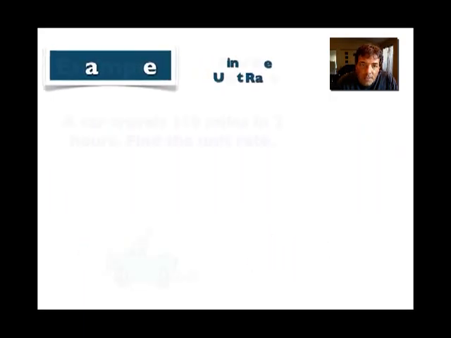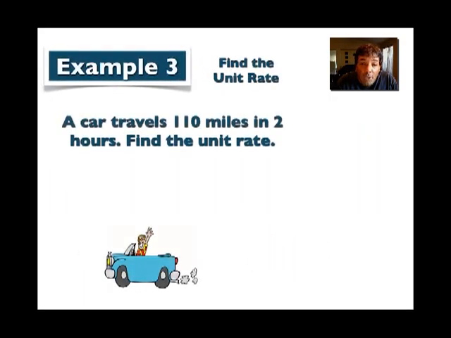So now let's do a problem with this. Okay, a car travels 110 miles in 2 hours. That's a rate, 110 miles to 2 hours. We need to find the unit rate. So we have 110 miles over 2 hours. This rate is comparing distance to time, miles to hours. Now we want the denominator to be 1, and that'll be the unit rate.